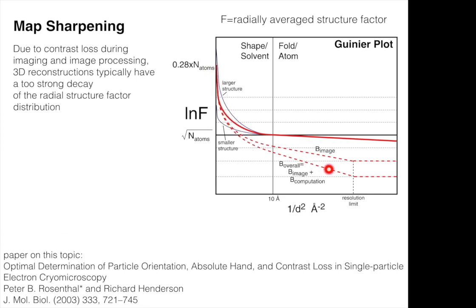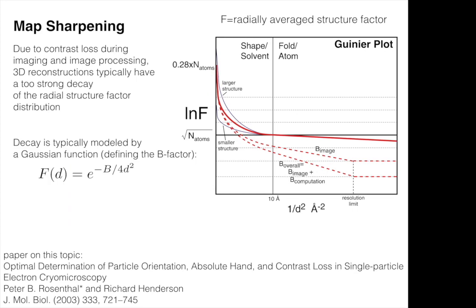That means your map appears very smooth and blurred and filtered basically to a low resolution. This decay is modeled typically with just a Gaussian function. It looks like this. So this defines basically the B factor, which determines how quickly this function decays.